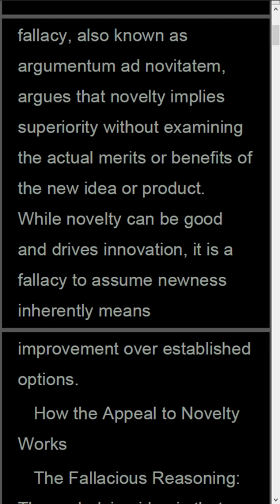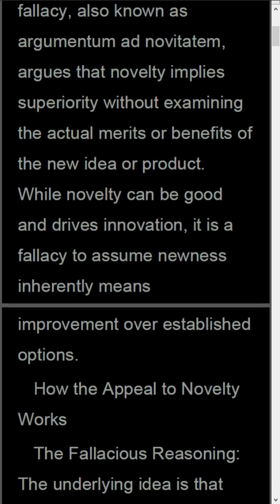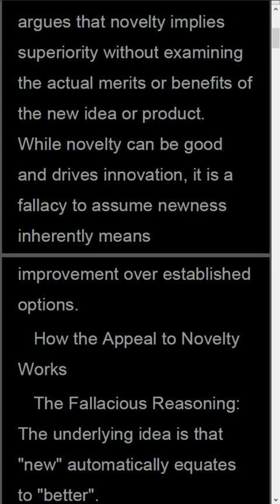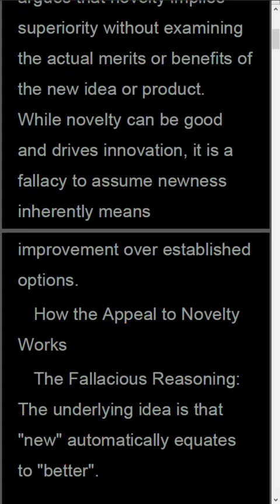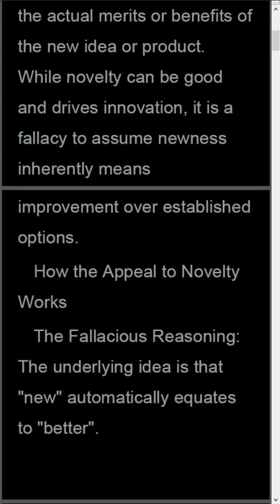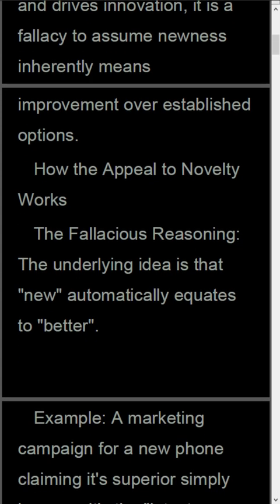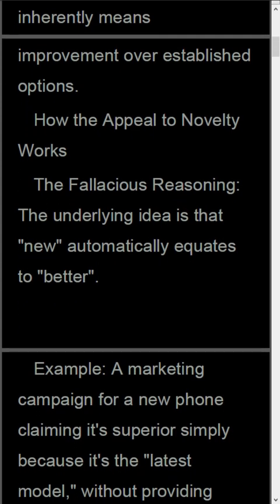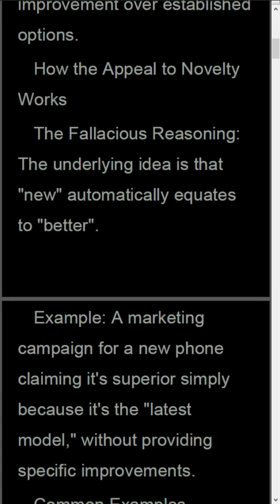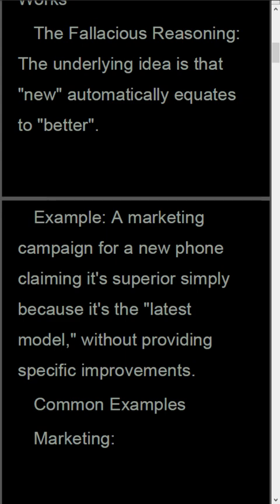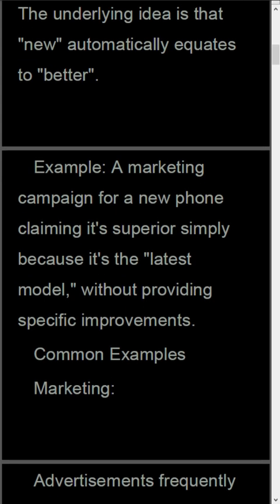While novelty can be good and drives innovation, it is a fallacy to assume newness inherently means improvement over established options. How the appeal to novelty works. The fallacious reasoning. The underlying idea is that new automatically equates to better. Example. A marketing campaign for a new phone claiming it's superior simply because it's the latest model, without providing specific improvements.